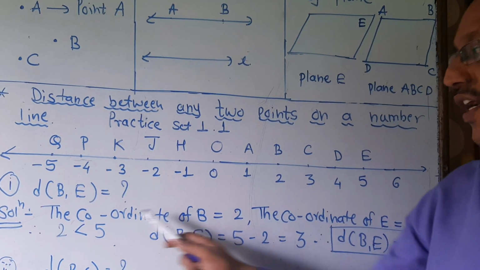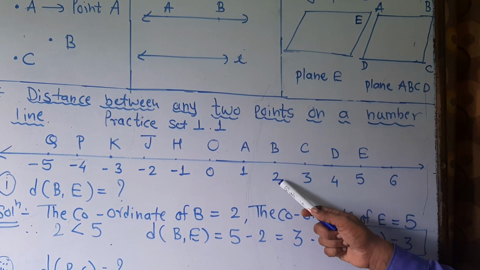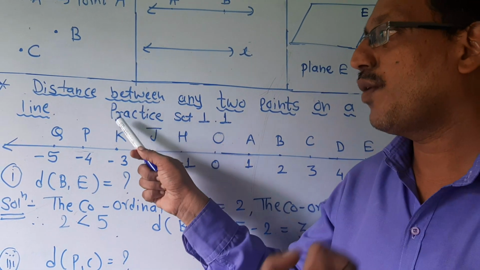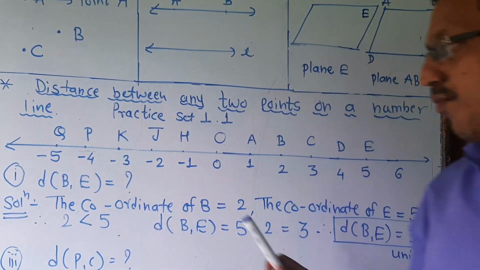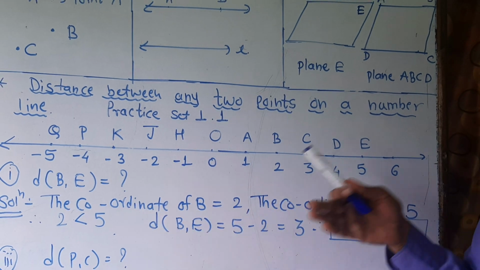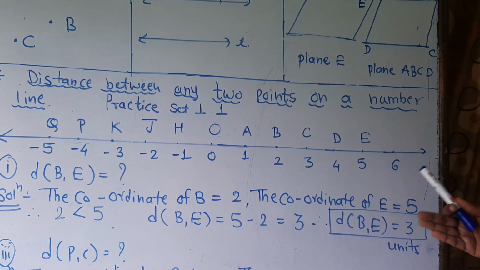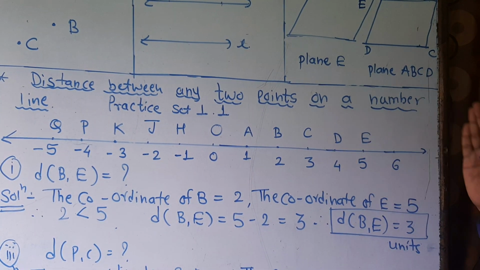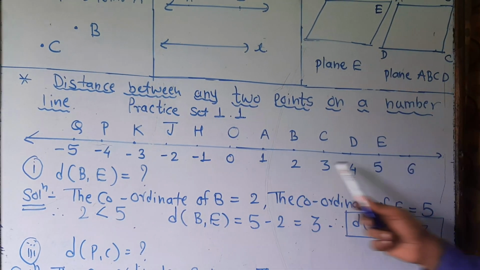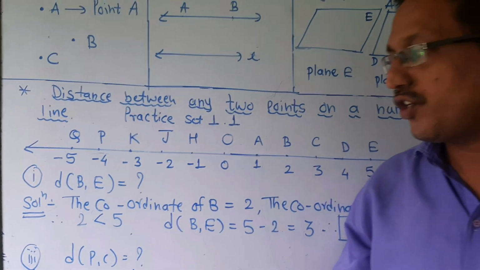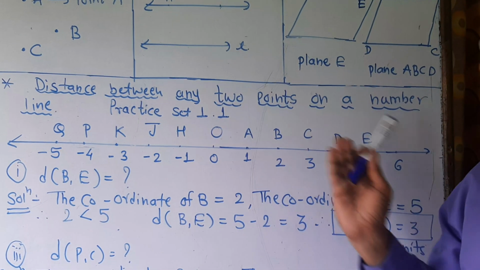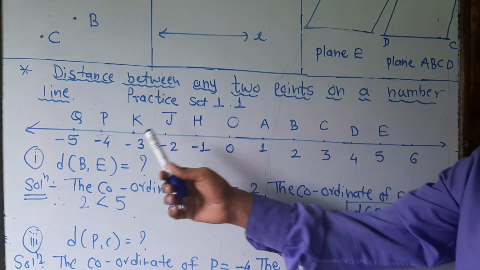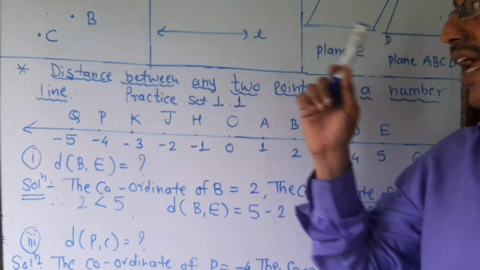So 1 is called the coordinate of the point A. Similarly, 2 is the coordinate of the point B. Minus 3 is the coordinate of the point K. Minus 5 is the coordinate of the point Q. In this way there are different points and different coordinates. Here I have taken 5 points on this line, and these are their coordinates. Now you will ask me, sir, the number line is there, the points are there, the coordinates are there, but what is the use of it? With the help of these coordinates we can find the distance between any 2 points.